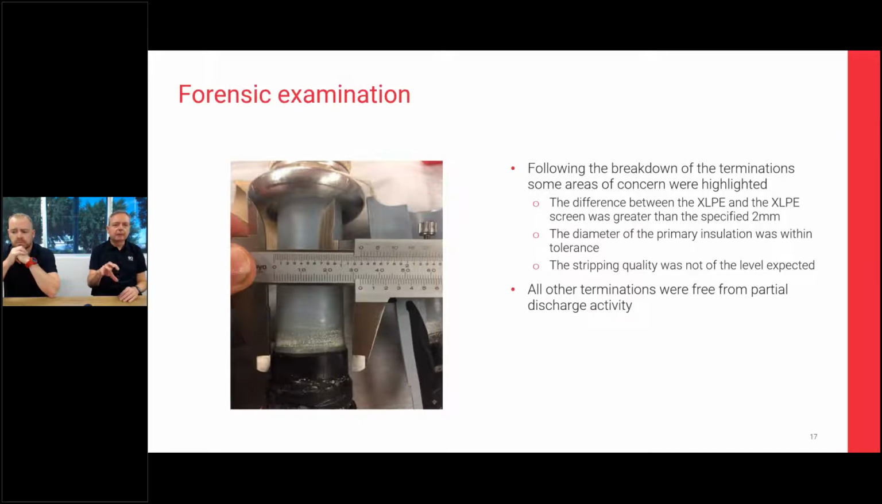It was confirmed that the way the termination was put together was incorrect, and there was a difference between the XLPE and the screen of greater than 2 millimeters, which is much more than the specification. You have to follow the jointing instructions. They're all there for a particular reason. Using the right screen and following the jointing instructions is very important. So this particular one had been made incorrectly, started discharging, population issue.